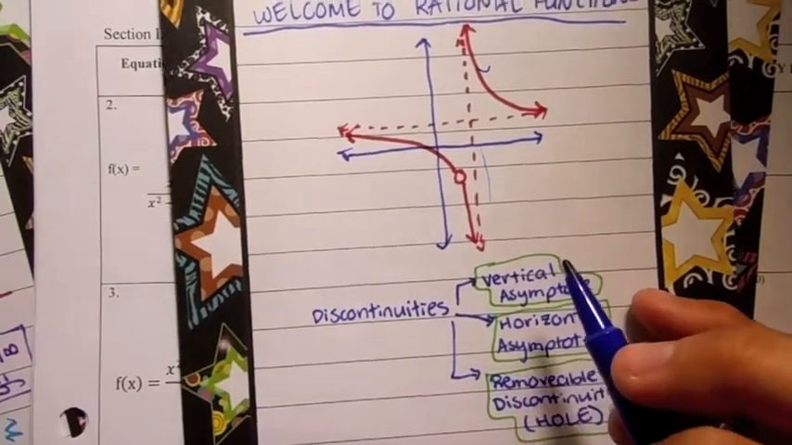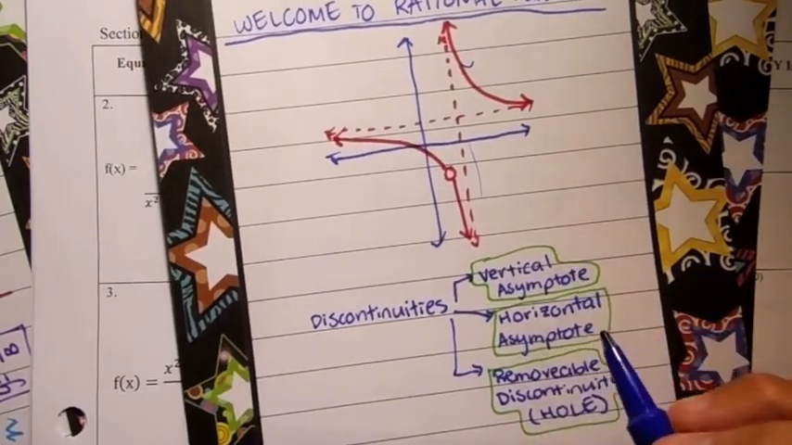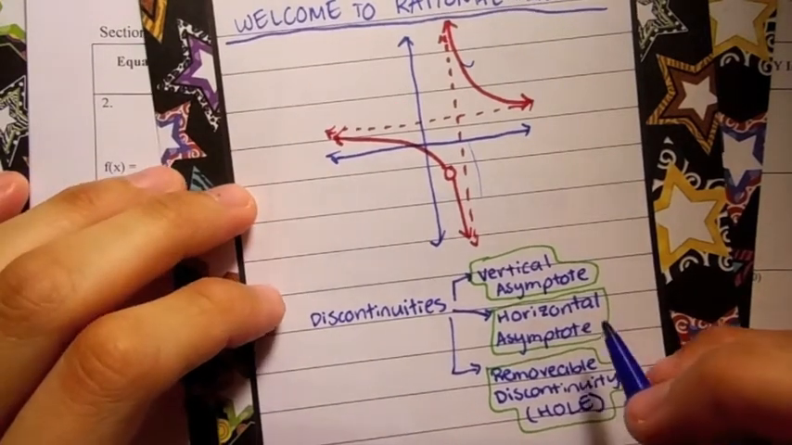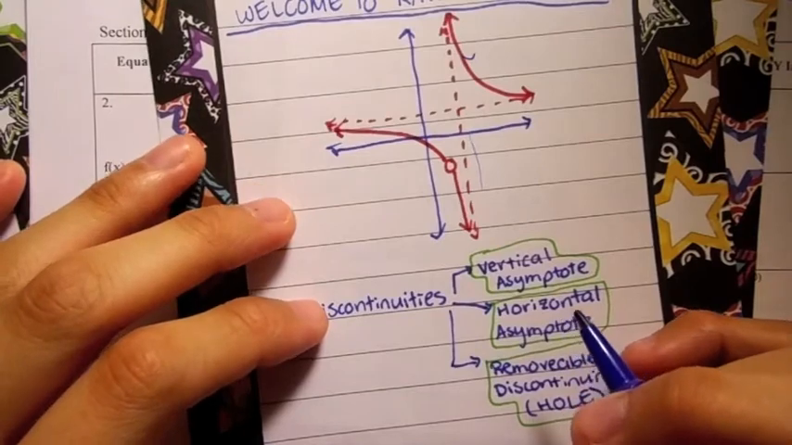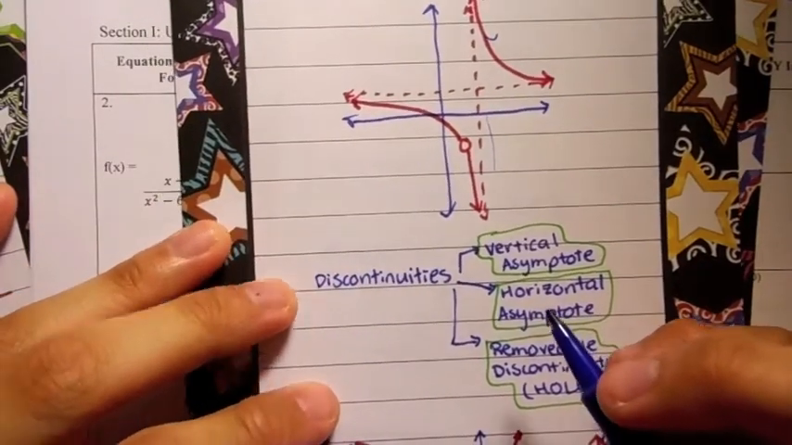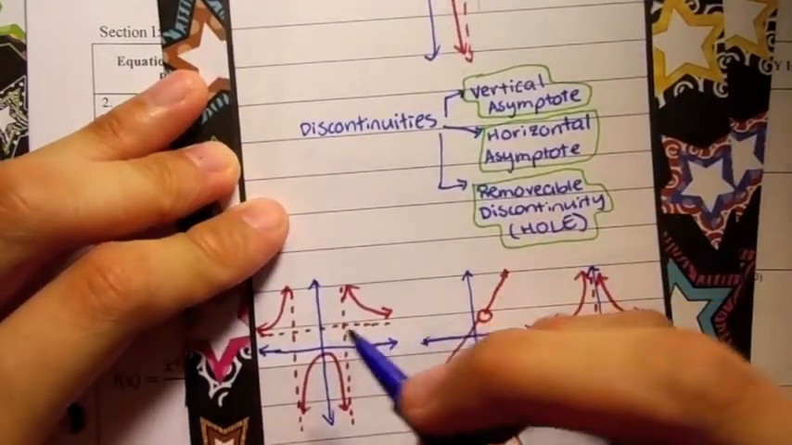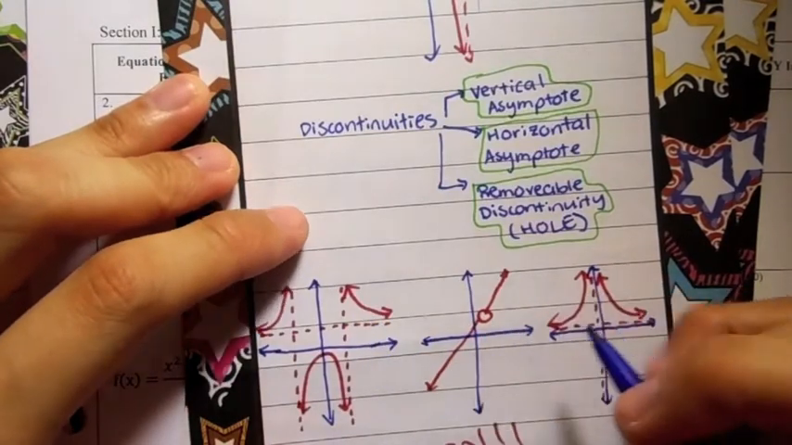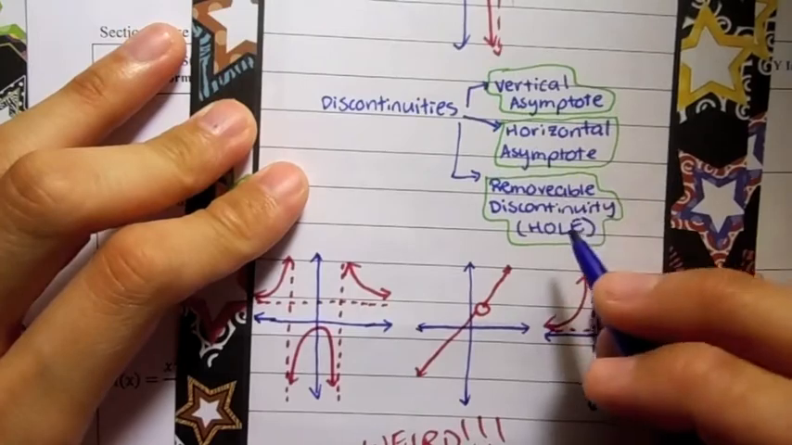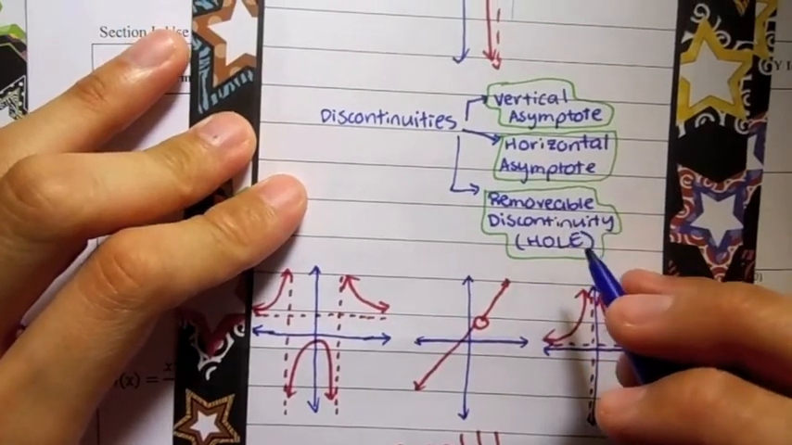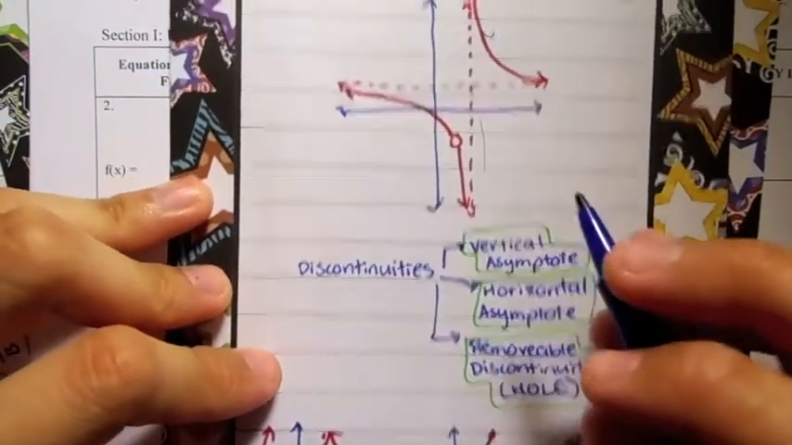Now, not all of our rational functions would have all of these, but it's important to identify them because we use these discontinuities as guides to draw our graphs. Because our rational functions are really weird looking. So they can look like this, or even like this. They're weird. But we use these discontinuities and we identify them so that we can use them as guides to help draw the rest of our graph.